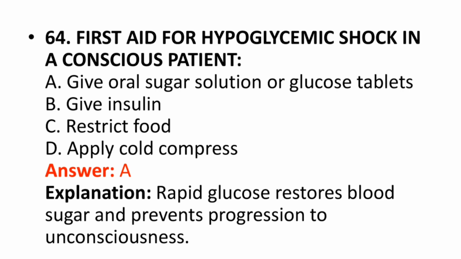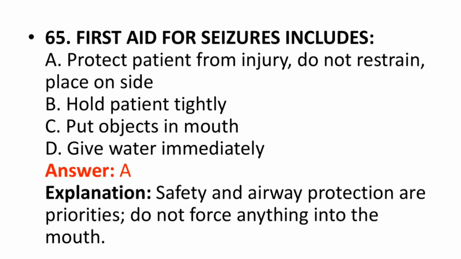First aid for seizures includes: option A, protect patient from injury, do not restrain, place on side. Option B, hold patient tightly. Option C, put objects in mouth. Option D, give water immediately. The correct answer is option A, protect patient from injury, do not restrain, place on side. Safety and airway protection are priorities. Do not force anything into the mouth.